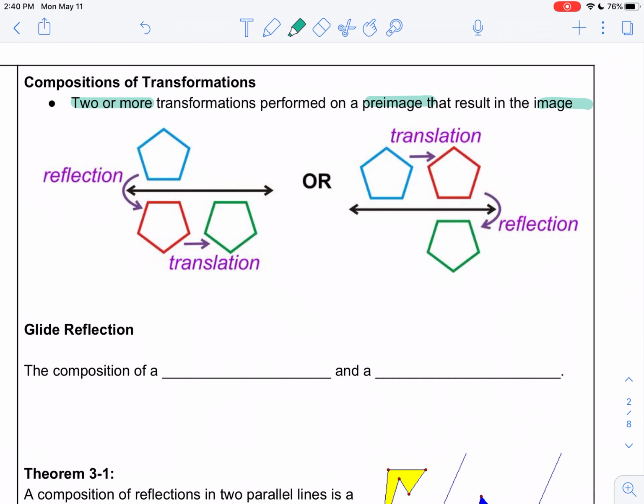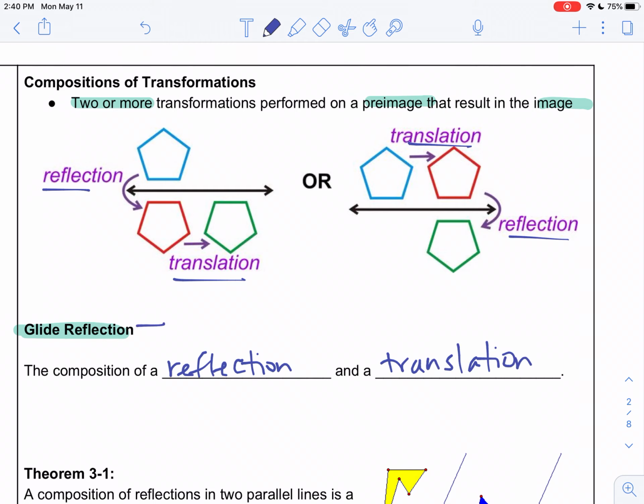All right, and there's one combination that's pretty common, and it's a combination of a reflection and a translation, or a translation followed by a reflection. And that has a special name known as a glide reflection. And it is a composition of a reflection and a translation. Okay. In this particular instance, the order doesn't matter.